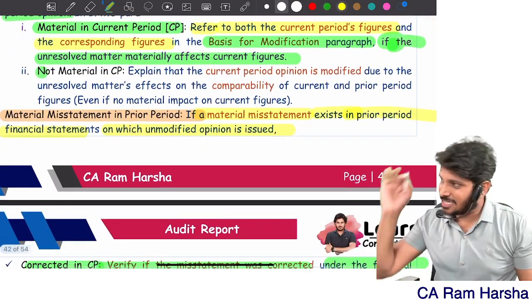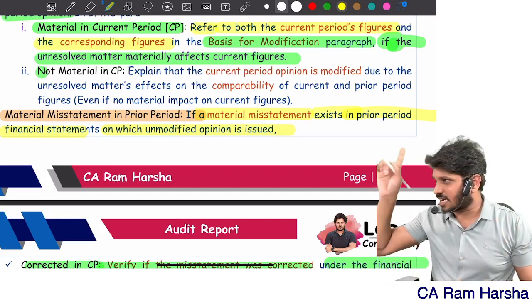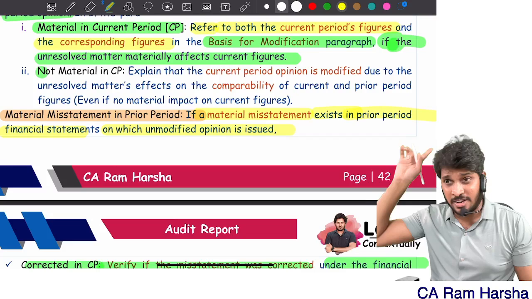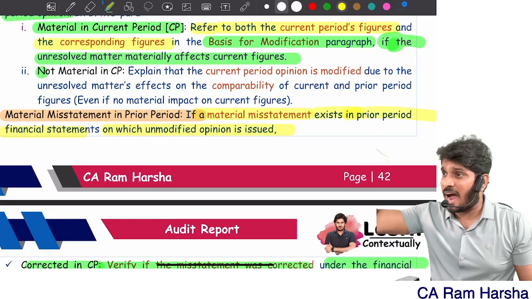Sir, last year only it was material, sir. It was not resolved. I agree. Prior period financials contain a material misstatement for which we or somebody else gave a modified opinion last time, and the matter is unresolved, sir.